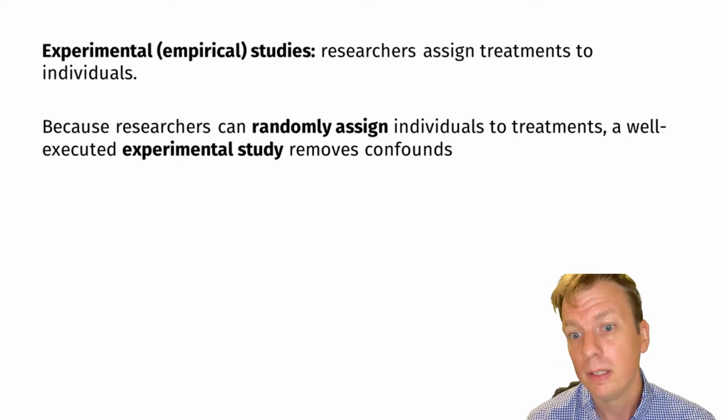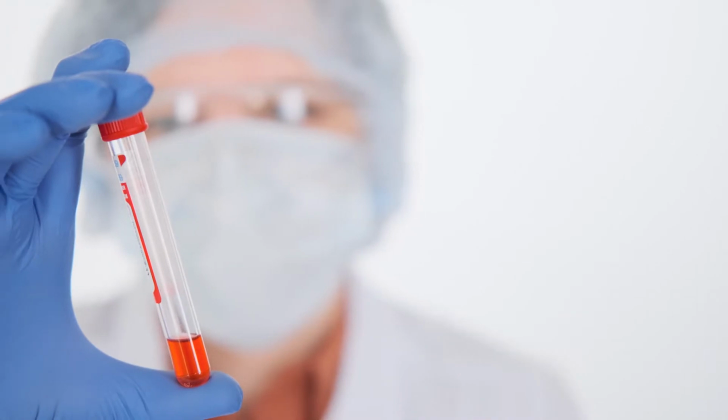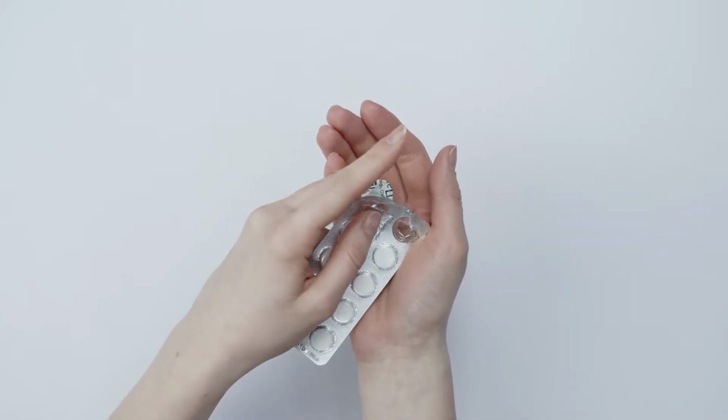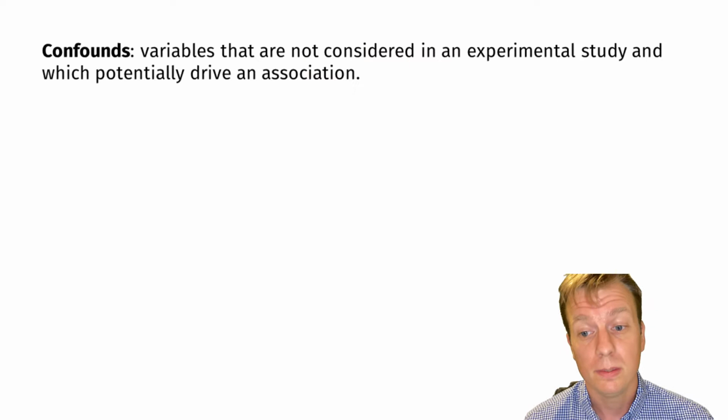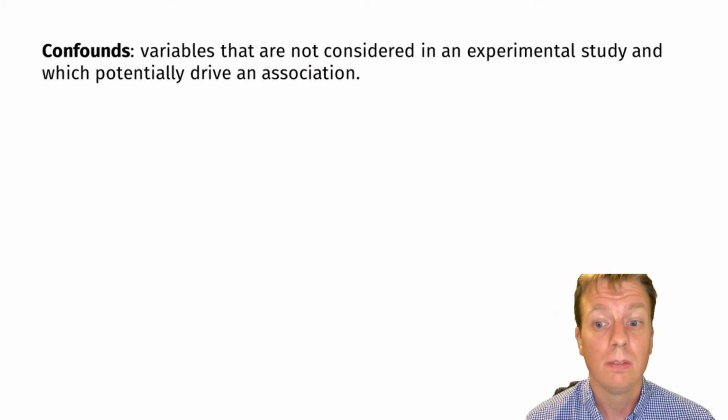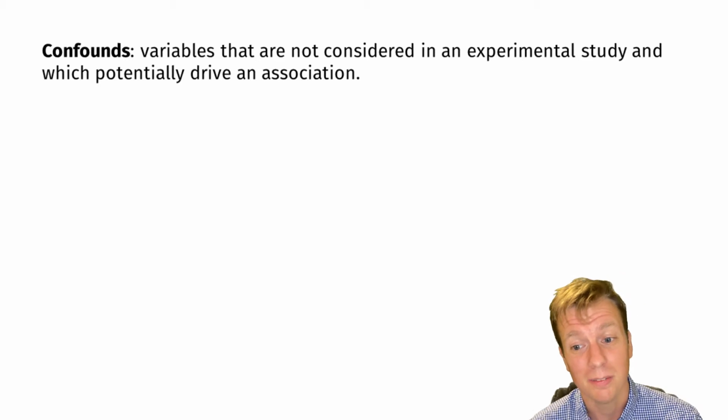For example, in a drug trial, there are individuals that are treated with a drug and others that are treated with a placebo or sugar pill. Because researchers can randomly assign individuals to treatments, a well-executed experimental study removes confounds, or variables which potentially drive an association.